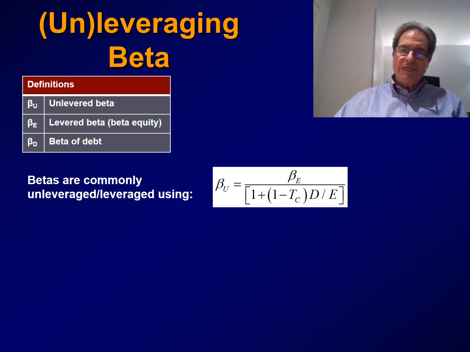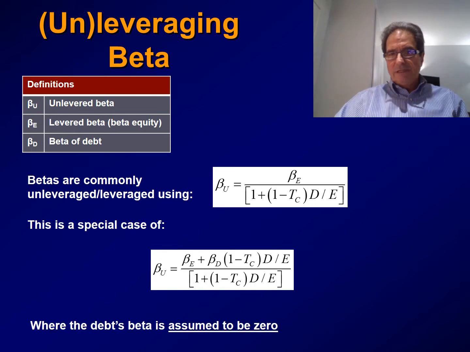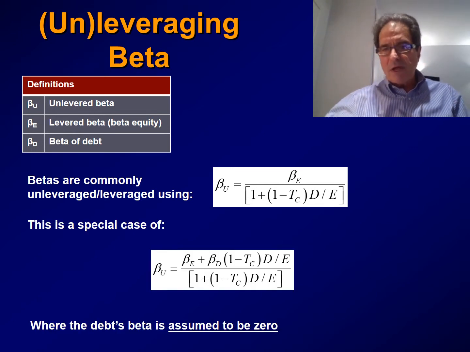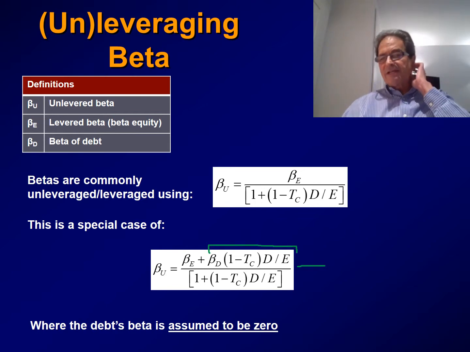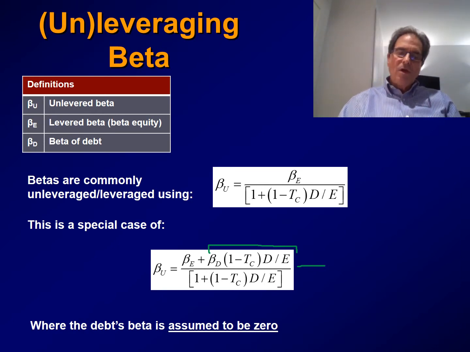What some people don't know is that this is not the right formula. The right formula to lever and unlever beta is the one which is here in the bottom. In this formula, as you can observe, there is an additional term on top in the numerator, which is the beta of the debt multiplied by (1 minus TC) multiplied by D over E. So what the analyst is assuming when he uses the first formula on top is that the beta of the debt is equal to 0. The problem is that sometimes, or most of the time, the analyst does not realize that he's making this assumption that the beta of the debt is 0.